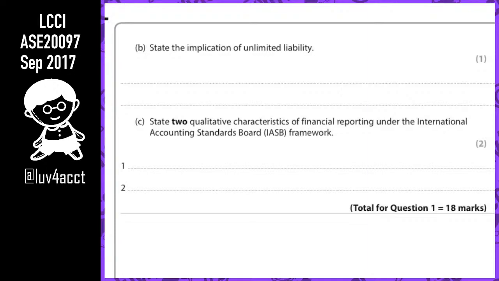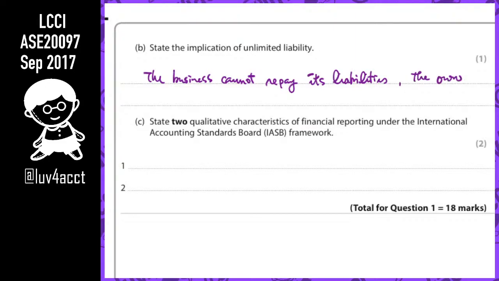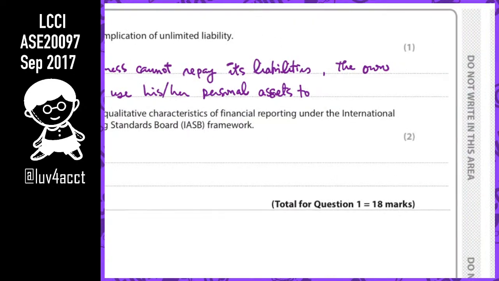So if the business cannot repay its liability, the owner has to use his or her personal assets or belongings to cover the liabilities of the business.